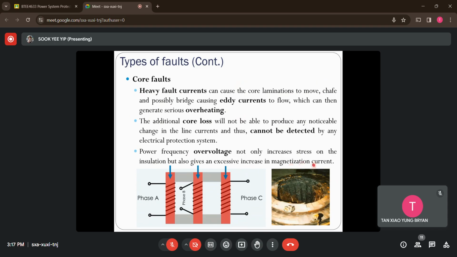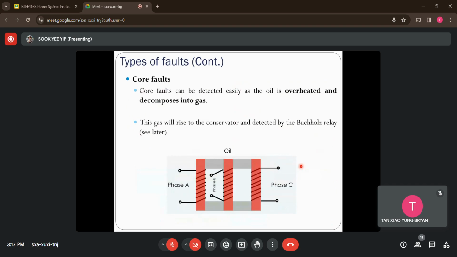We don't like magnetizing current for any transformer, including the instrument transformers that we have learned, right? Once the magnetizing current increases, it means that erroneous operation of the transformer is expected, which is not desirable. All right, so what can we do if we have core fault failures?